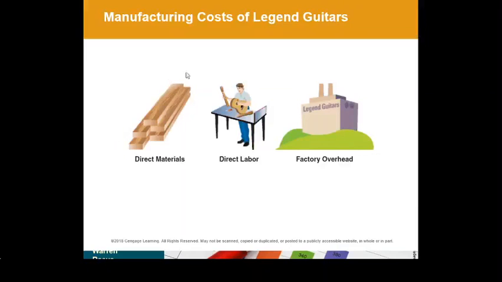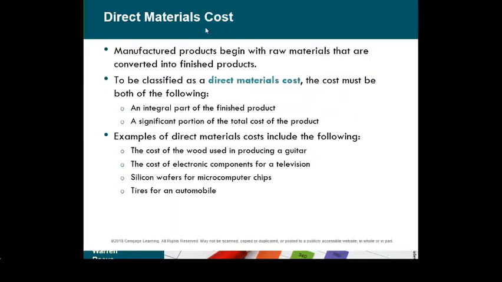So these three costs consist of direct materials, direct labor, and factory overhead as manufacturing costs. Okay, so let's go to the first one, which is the direct material cost.